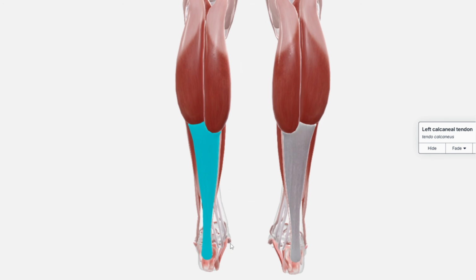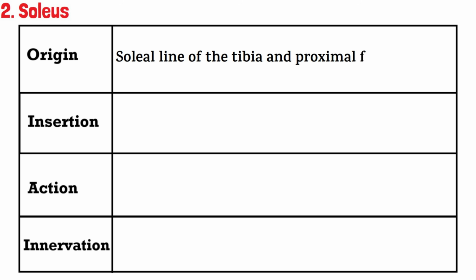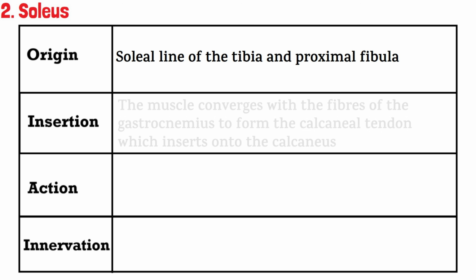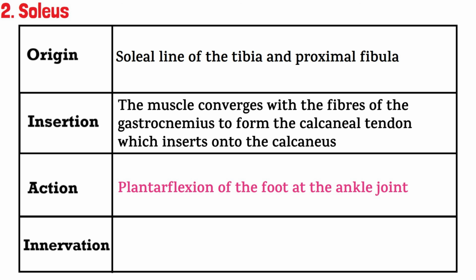Next muscle is the soleus. It originates from the soleal line of the tibia and proximal fibula. And the muscle converges with the fibers of the gastrocnemius to form the calcaneal tendon, which inserts onto the calcaneus. This muscle helps in plantar flexion of the foot at the ankle joint. And it is innervated by the tibial nerve.